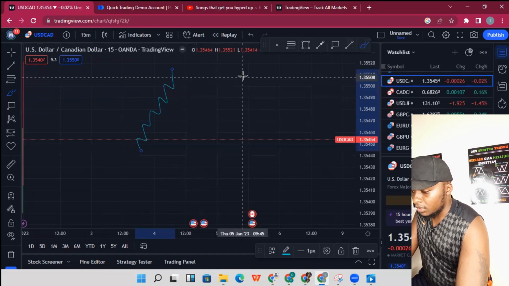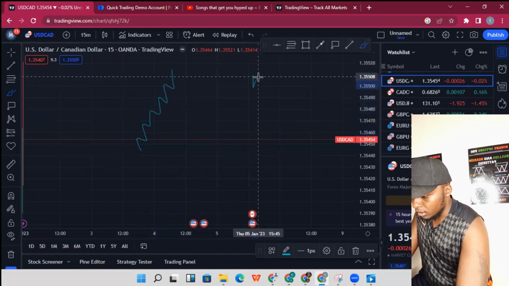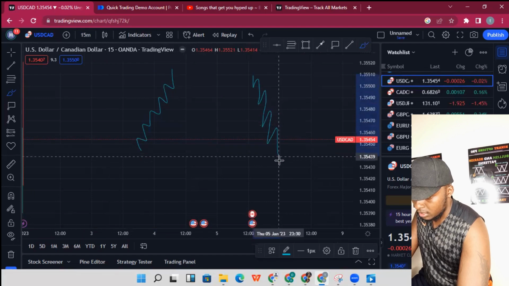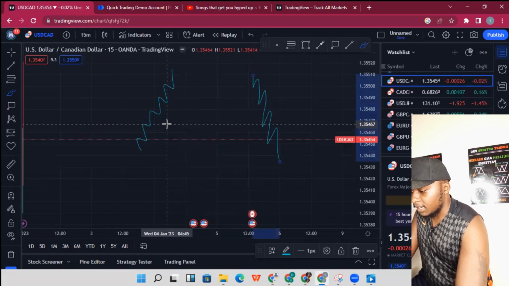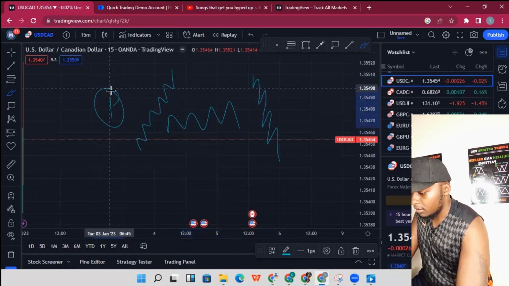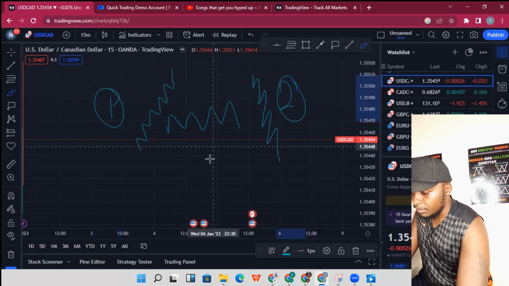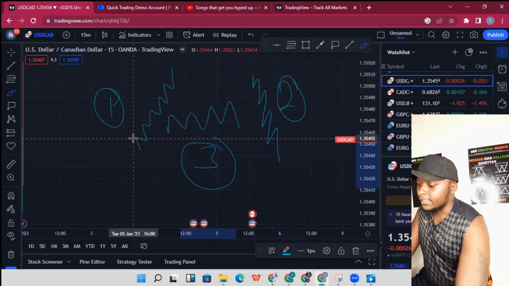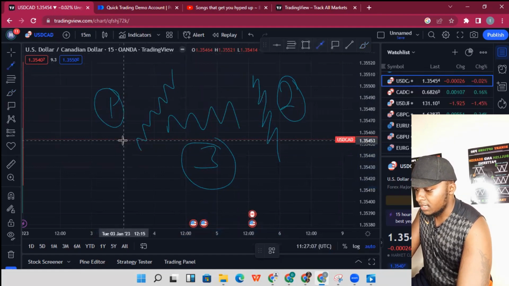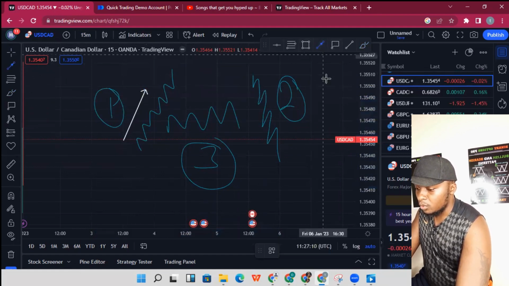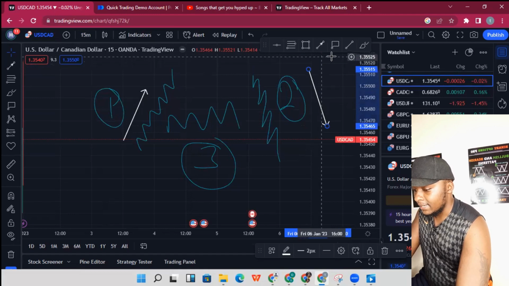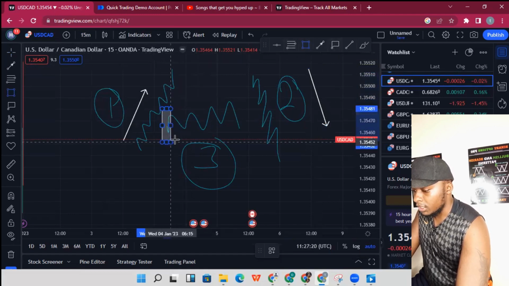The second chart looks like this. It's the opposite of that one. That is the second chart. And then the third chart looks like this. So this is chart number 1, chart number 2, chart number 3. On chart number 1, this is known as an uptrend. Price is moving up. Chart number 2 is known as a downtrend. And chart number 3 is known as a consolidation.